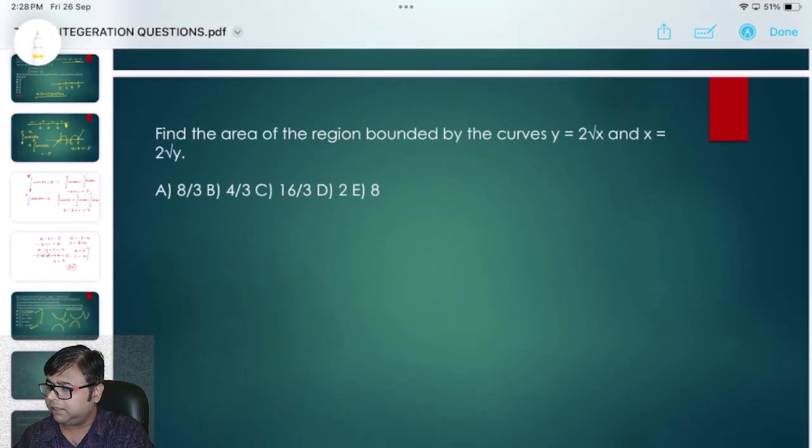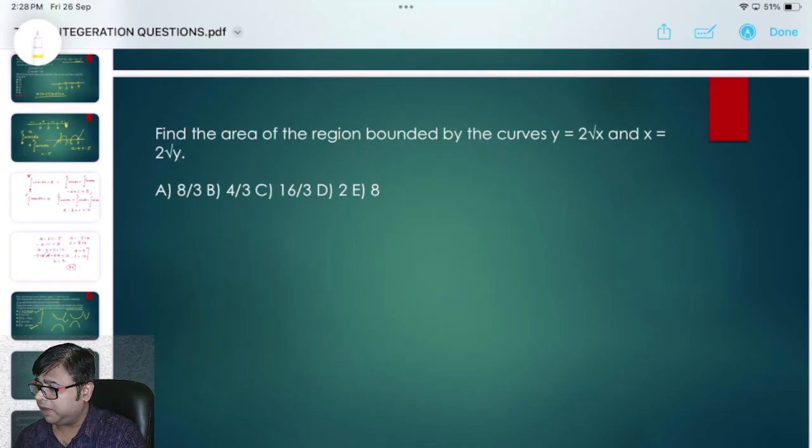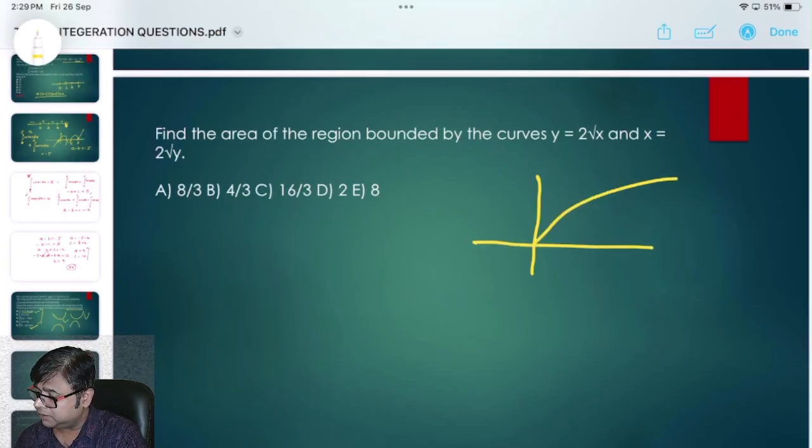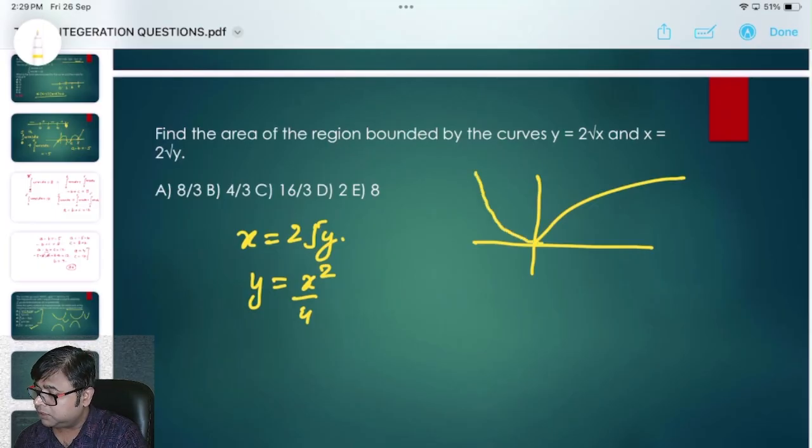Right. So find the area of the region bounded by the curves. We have to draw the curves for these. I have two curves, y equal to 2 root x and x equal to 2 root y. If I draw these graphs with respect to x, the root x graph is like this. And x equal to 2 root y means y is equal to x squared by 4, which is again a parabola. So this is how these two curves are.